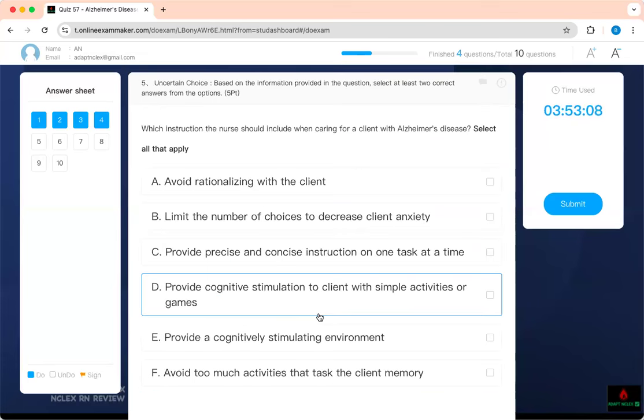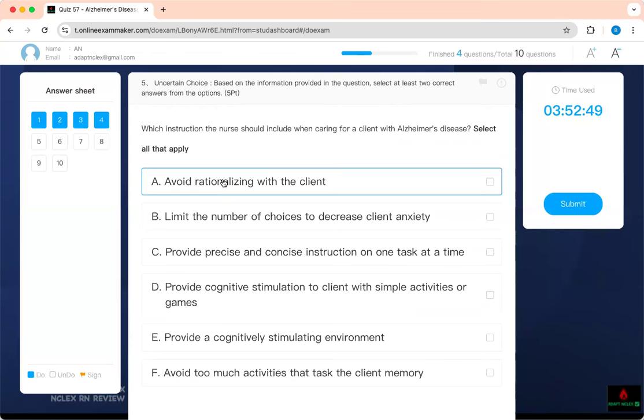Which instruction should the nurse include when caring for a client with Alzheimer's disease? The key word is Alzheimer's. So look at each answer choice and see if it's consistent with the patient with Alzheimer's disease and what you should do for them. Avoid rationalizing with the client. What do you think? Excellent. Don't rationalize with them. They don't have reality.